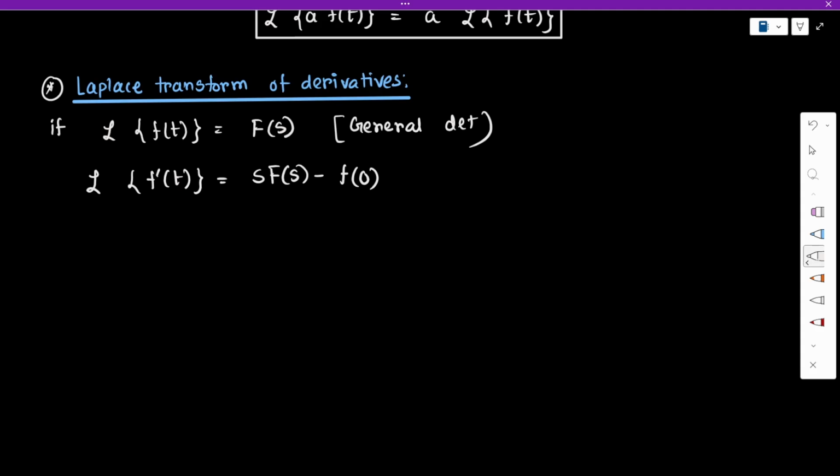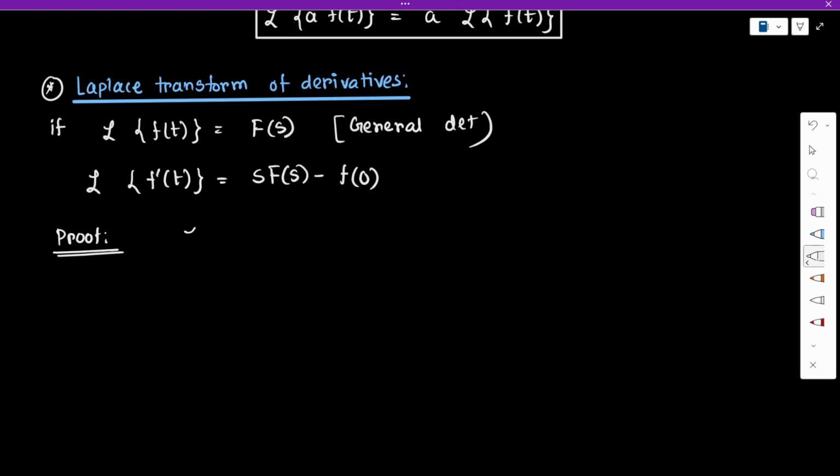Okay, so how did we come up with this stuff? Now we're going to prove it. Okay, so let's prove this formula. First of all, what do we know about the Laplace transform of derivatives? Okay, so how can we prove this property of the Laplace transforms?